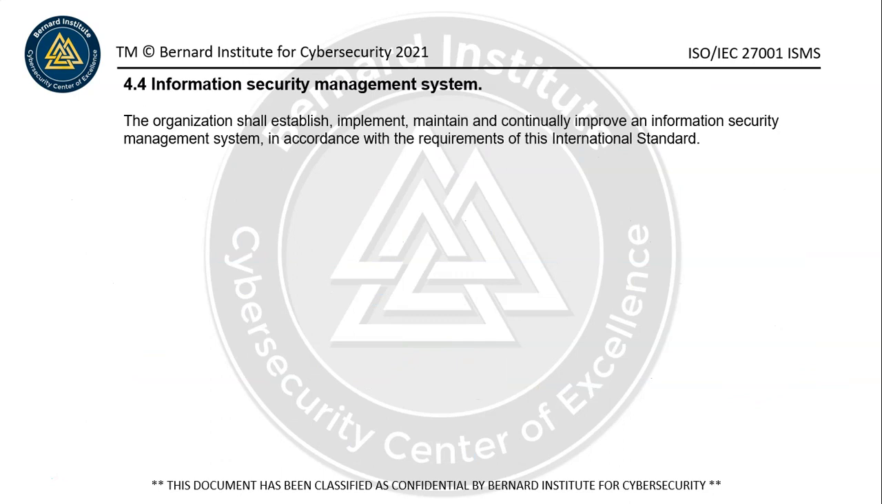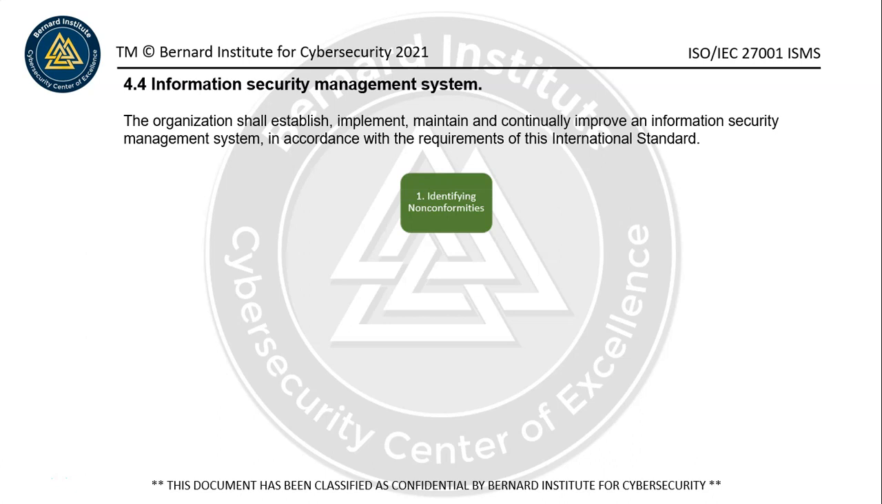Now, finally, 4.4, the organization shall establish, implement, maintain, continually improve an information security management system in accordance with the requirements of this international standard. This is a requirement. 4 to 10 are all mandatory clauses. You have to provide evidence of all of these being followed.